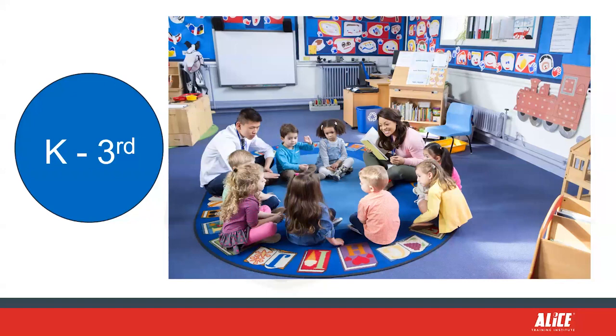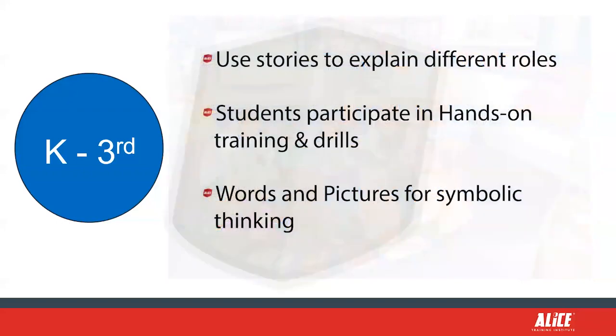So when we start looking at our K through 3rd grade students, we need to remember the 3 top things is to use stories to explain different roles, have students start participating in hands-on training and drills. So have them understand, what is the counter strategy? How do we evacuate? We get in line. Are we holding hands or having our rope, or especially in our younger kindergarten, 1st graders? Are we able to get out of there, and what are those objects that we need to use in order to perform the task. And then remember that words and pictures for symbolic thinking. They understand what the metaphors are and where we're at with that.